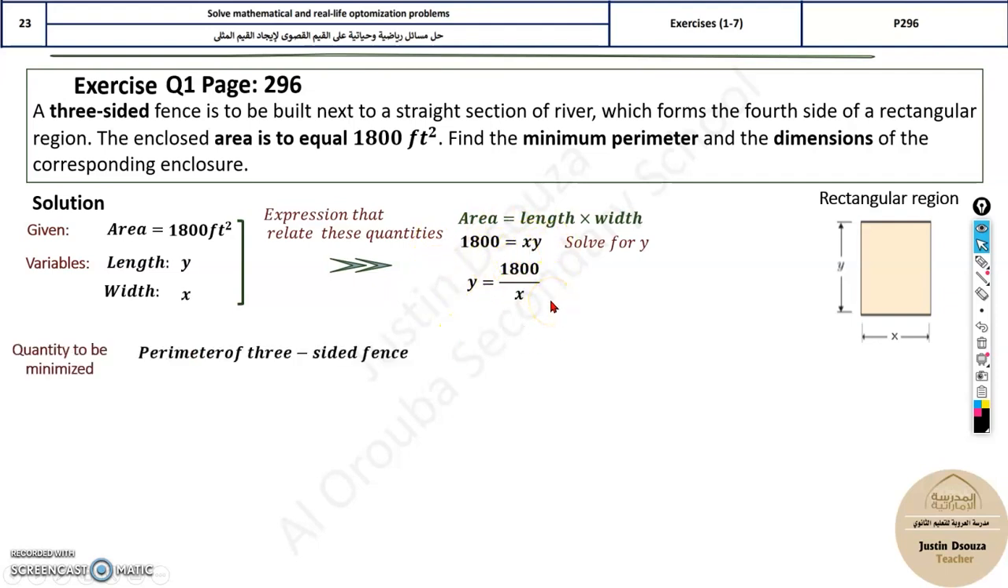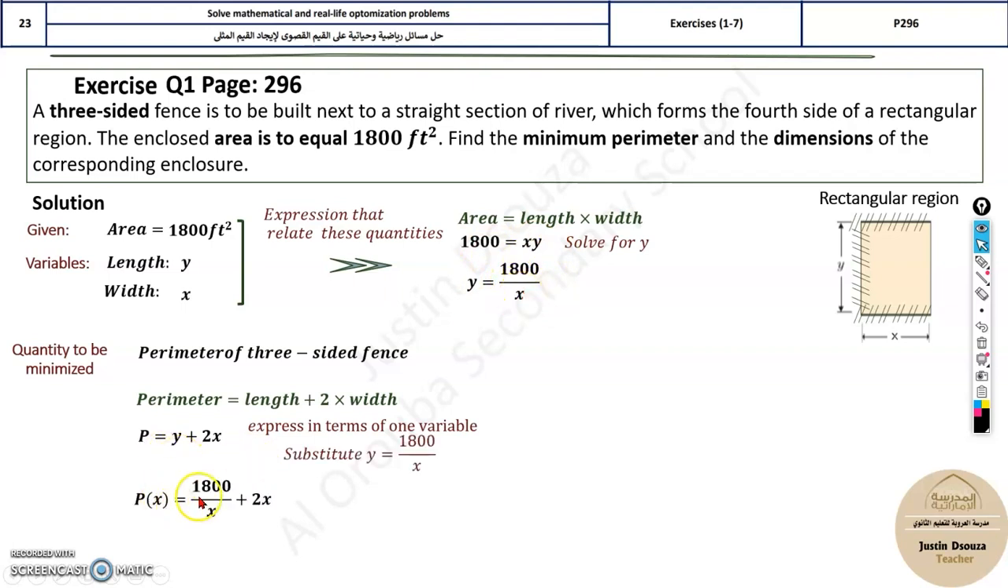This is the thing. Now, which is the quantity that needs to be optimized? In this case, it's minimum, so it's minimized. That is perimeter. That is only three-sided. Now let's see, it will be y plus 2x plus x, that is y plus 2 times width. So that is p is equal to y plus 2x. Now we know over here y was written in terms of x, right? Substitute everything like that. Now p with respect to x will be, instead of y, 1800 by x plus 2x.